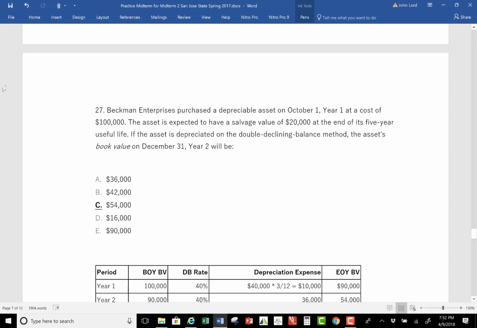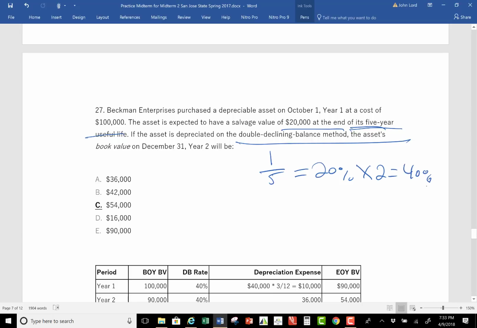All right, let's take a look at Beckman Enterprise. It purchased a depreciable asset on October 1st, year 1 at a cost of $100,000. The asset is expected to have a salvage value of $20,000 at the end of its 5-year useful life. And if we use double declining balance, that's going to be what? Double the straight line, isn't it? Okay. And so what's the straight line here? 1 divided by 5 equals 20%. And if we double that, that's what? 40%, isn't it?